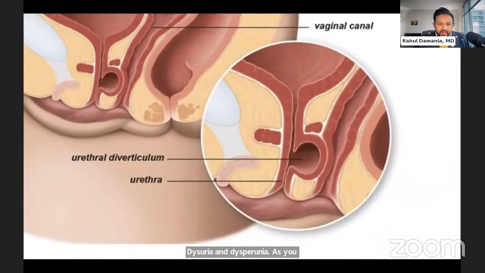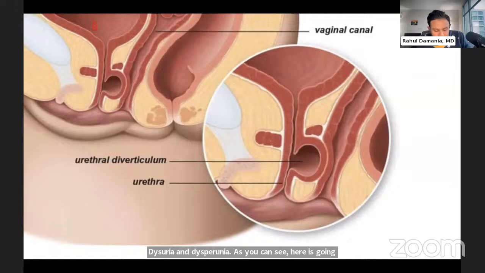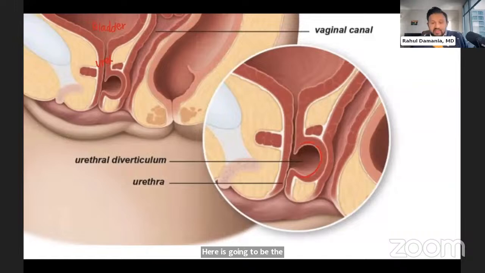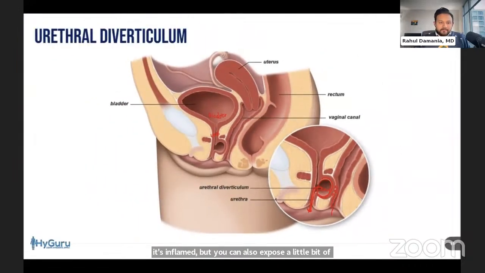As you can see, here is going to be the bladder. Here is going to be the urethra. And you can see a diverticulum is just an outpouching of the urethra, such that when you manipulate the anterior vaginal wall via palpation, it's going to hurt because it's inflamed, but you can also expel a little bit of urine as the urine is collected in this reservoir.